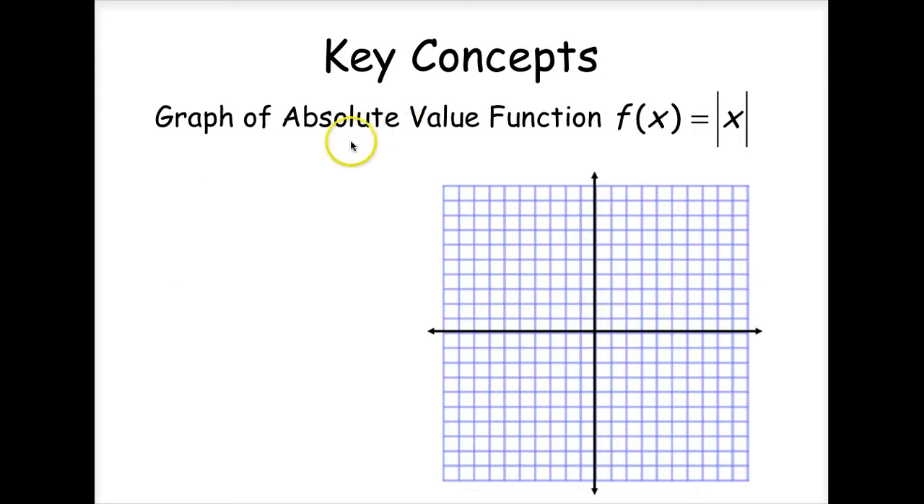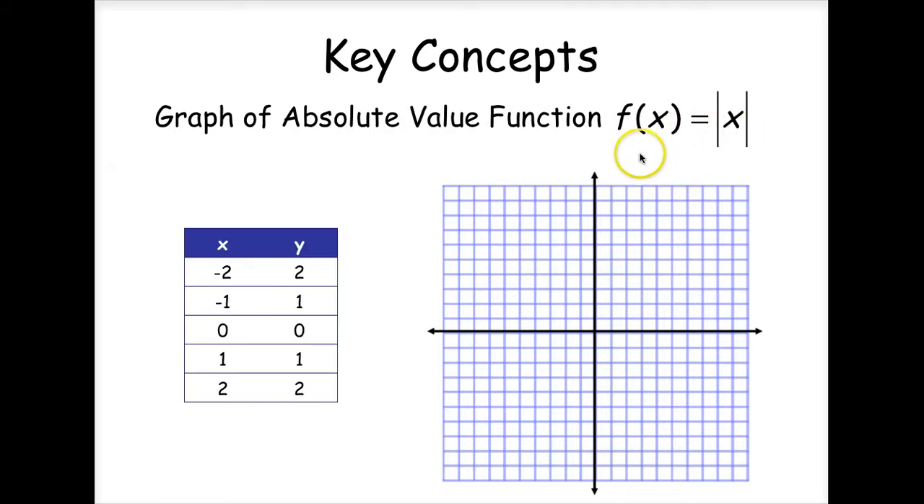All right, the key concept: we're going to graph the absolute value function f of x is equal to the absolute value of x. So we're going to graph a parent function. We'll start with a table of values using 0, 1, -1, 2, and -2. We simply substitute in for x and we find our values for y.